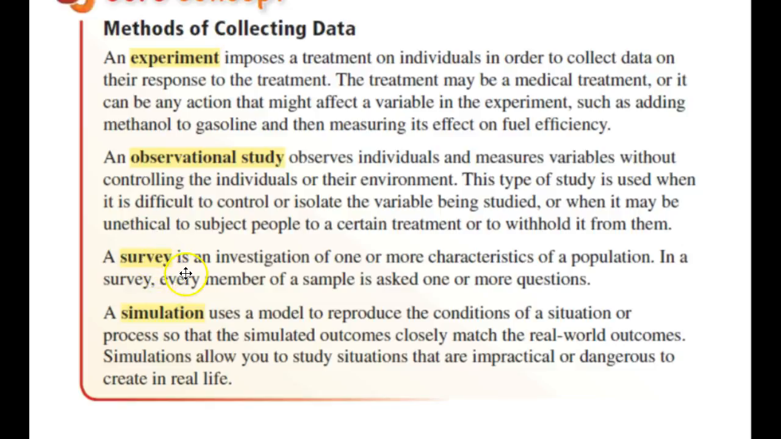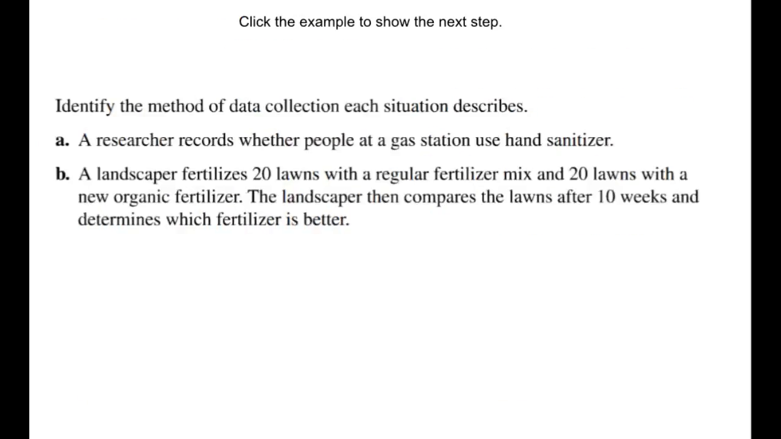You've probably all filled out many surveys, as they're pretty easy to deal with and get data from, and they're just very common. Then our 4th one is a simulation. A simulation uses a model to reproduce the conditions of that situation, so it as closely matches the real world outcomes as we can. Simulations allow us to study things that are dangerous to create in real life, or that are just impractical to do. So we can use those simulations to help us come up with some data that we can use.